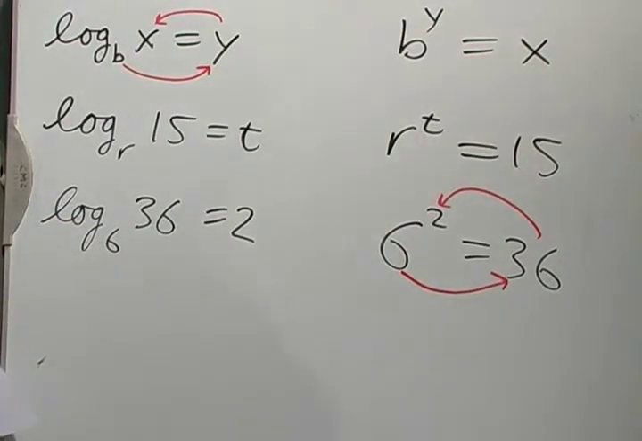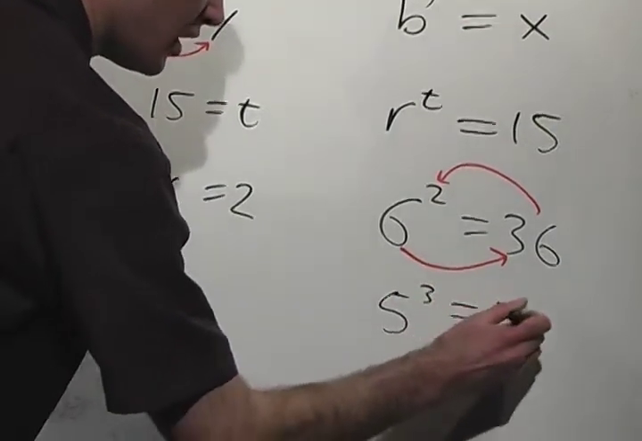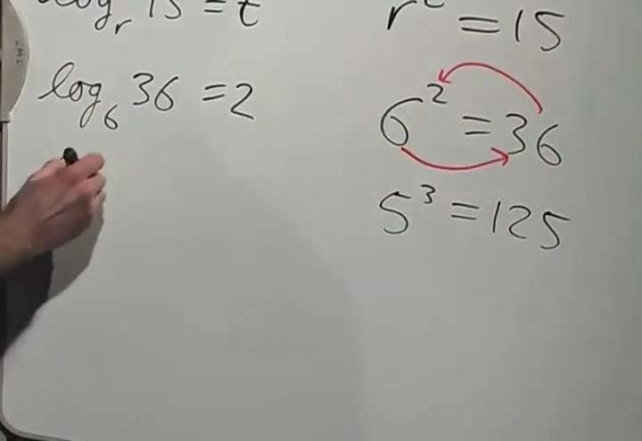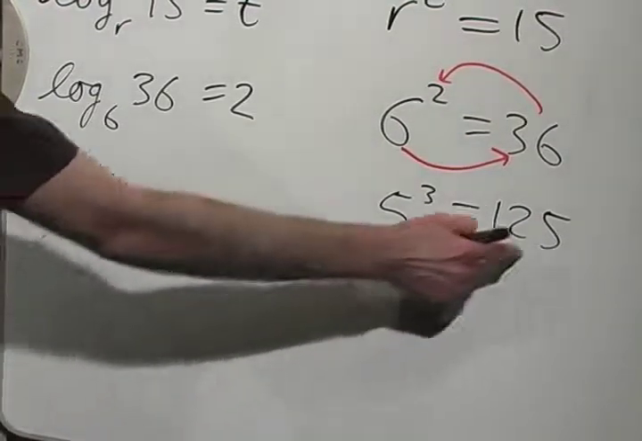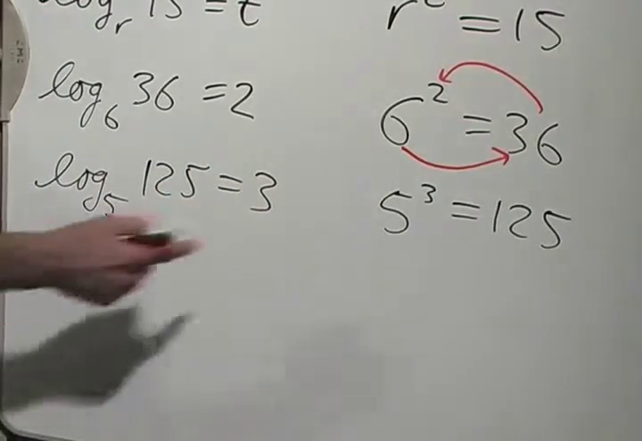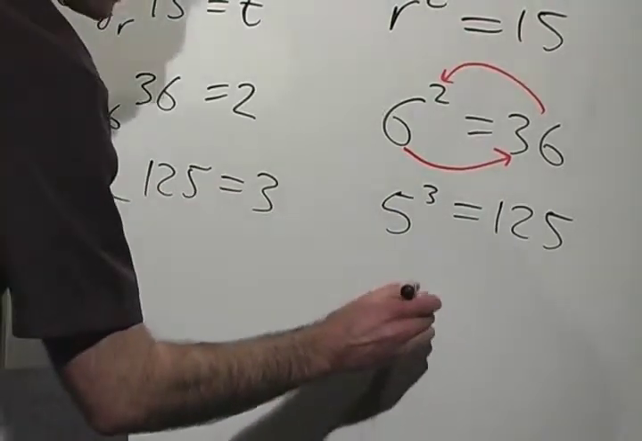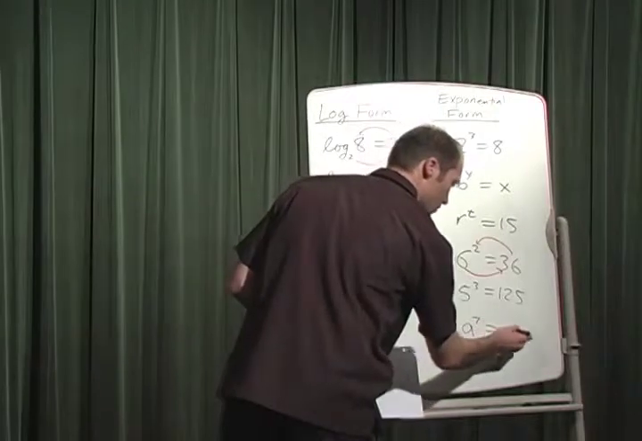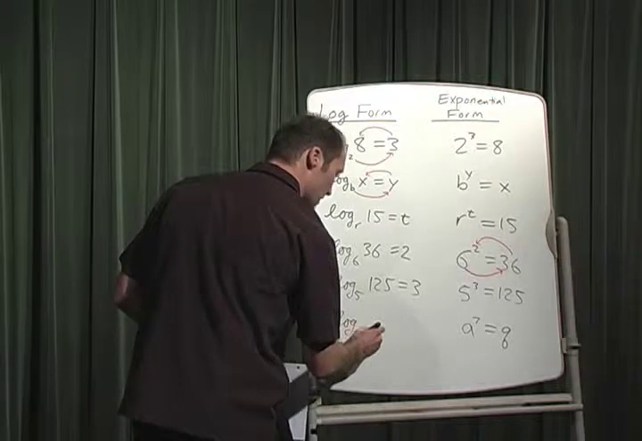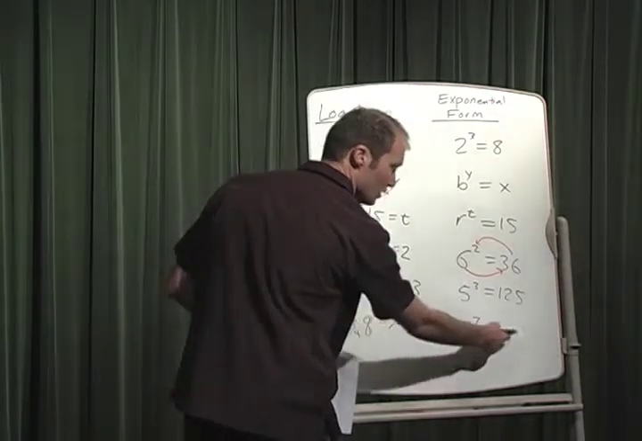Let me just go ahead and do two more. 5 cubed equals 125. Well, this is going to give me log base 5 of 125 equals 3, using that same counterclockwise cyclical motion. In general, if I have, for instance, a to the 7th equals q, well, this is going to give me log base a of q equals 7, using that same counterclockwise cyclical motion.